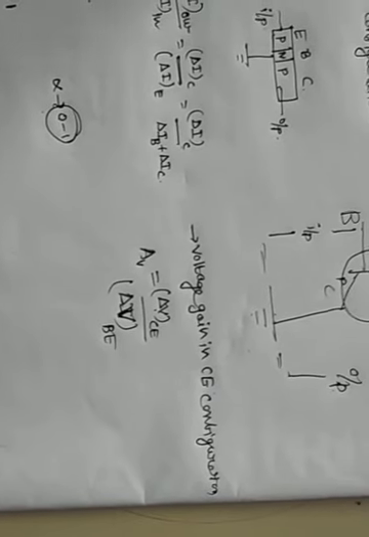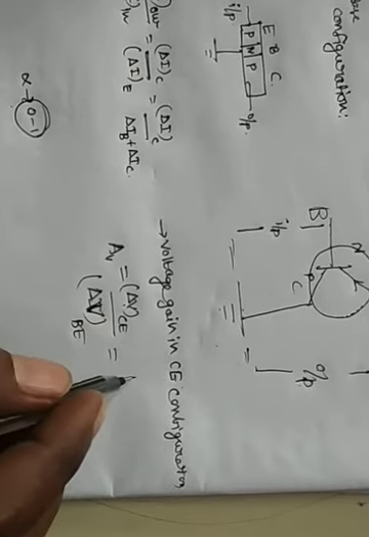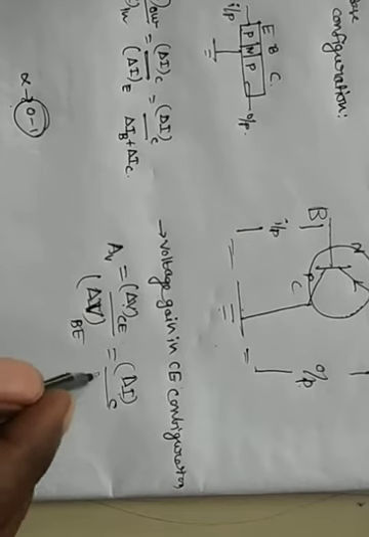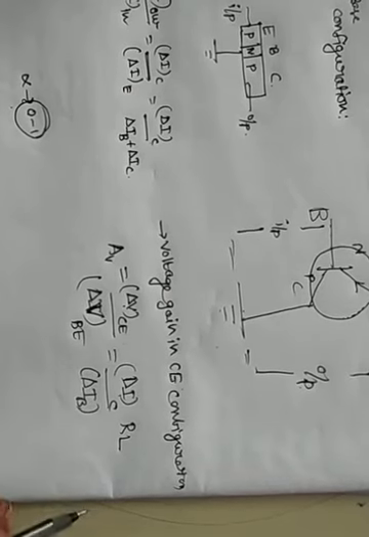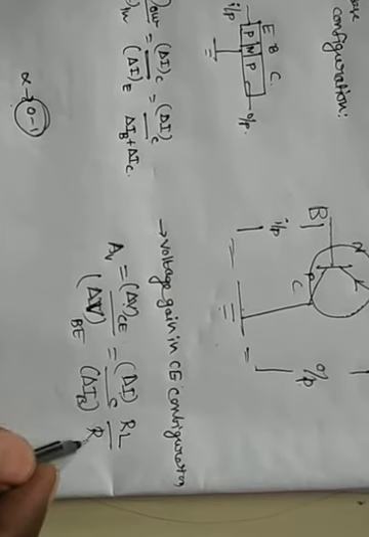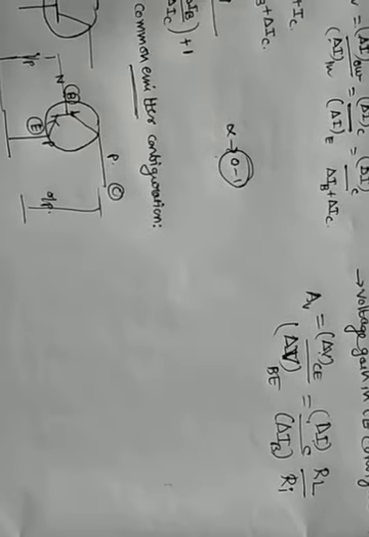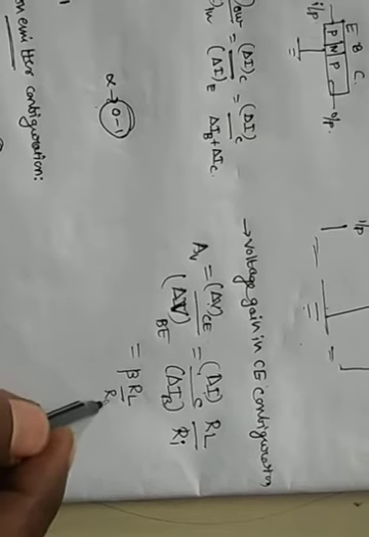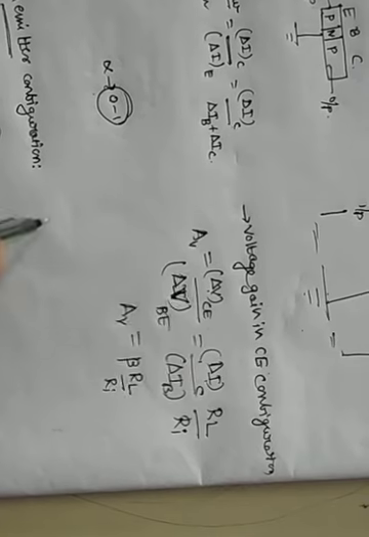From Ohm's law, we know that V equal to IR. Here I means delta IC as output current, delta IB as input current. Output resistance is represented by RL, input resistance is represented by RI. This delta IC by delta IB is called what? Current gain, represented by beta. So the voltage gain in common emitter configuration is beta RL by RI.